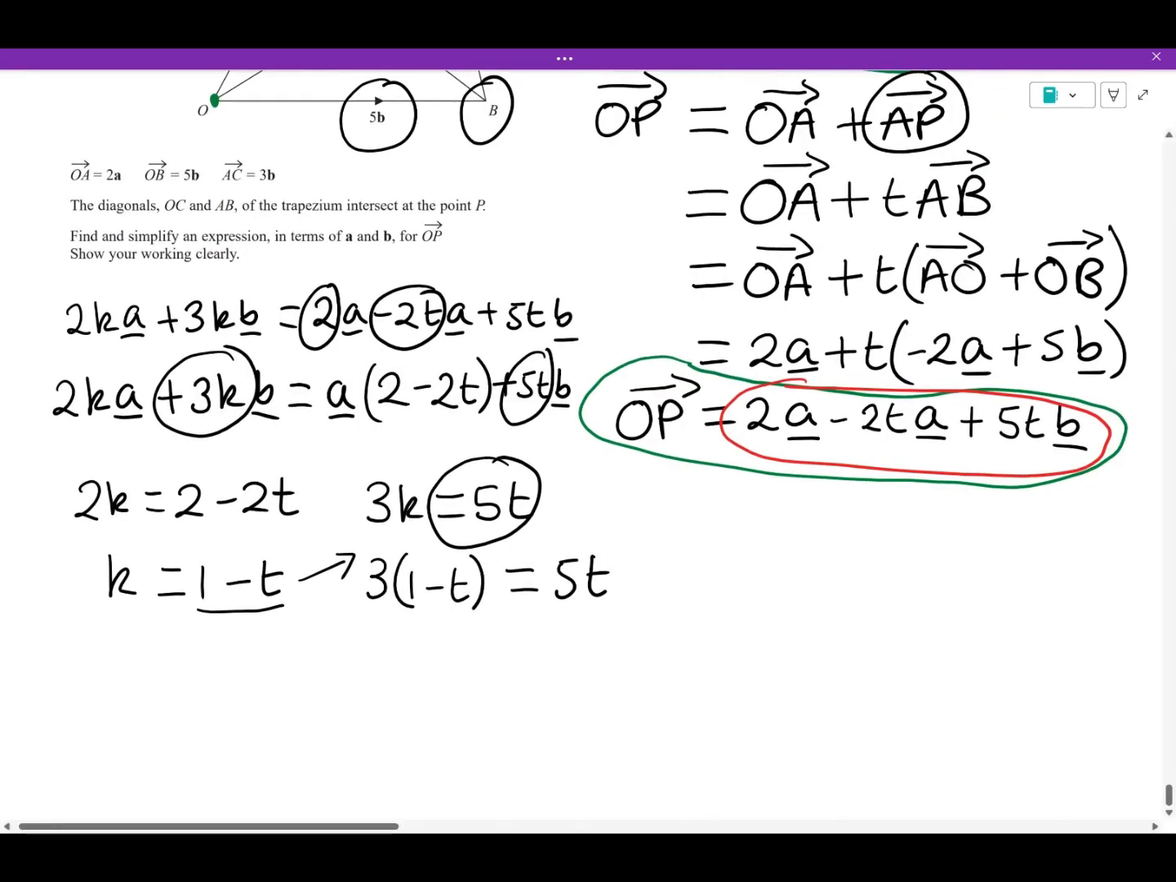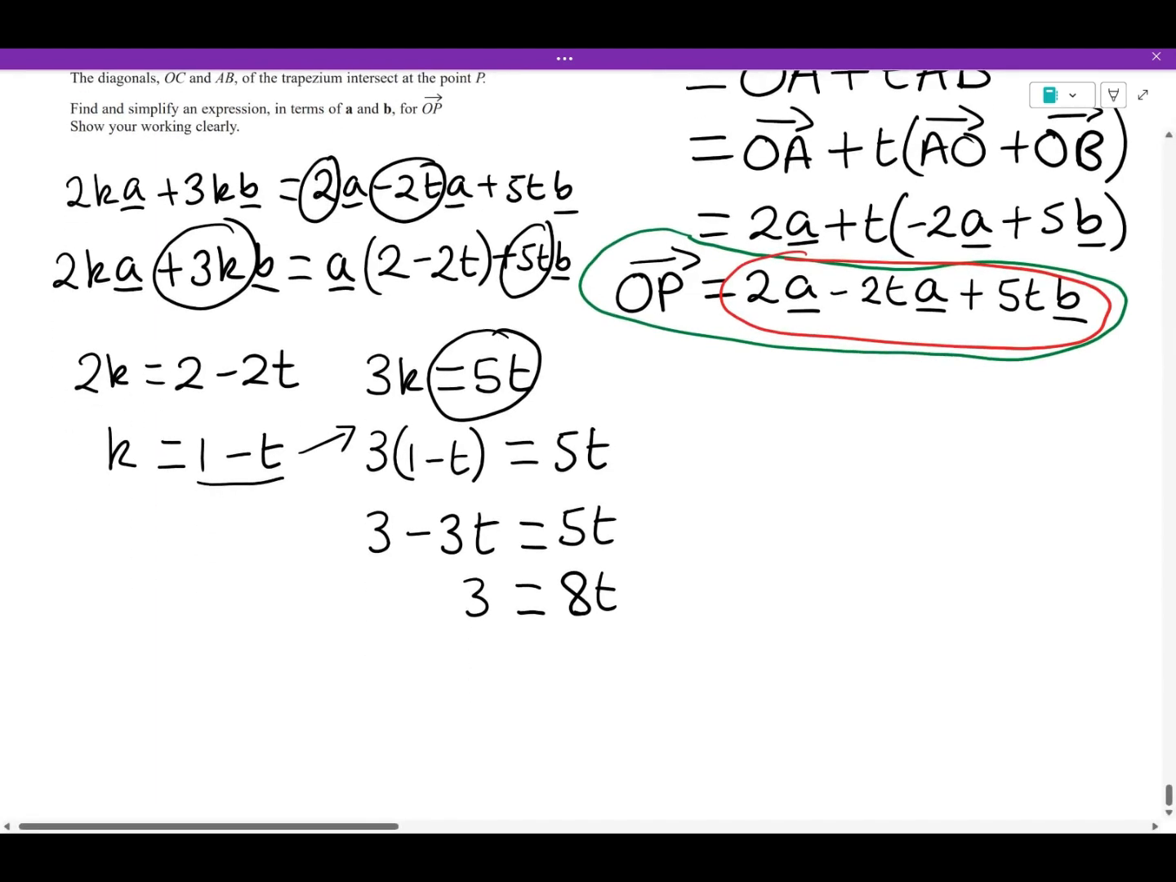Then to find t, I'm going to expand my brackets because I've got a single variable equation. I'd get 3, and then subtract 3t is equal to 5t. Then get your t to one side. So we're going to add 3t, so we get 3 is equal to 8t. And then divide by 8 to find what t is going to be. The t is going to be equal to 3 over 8. So I found my value for t.